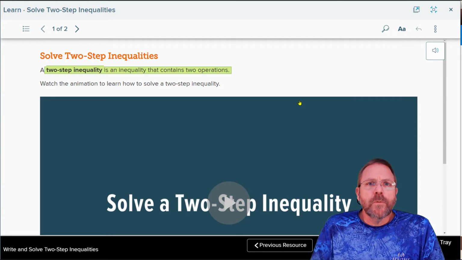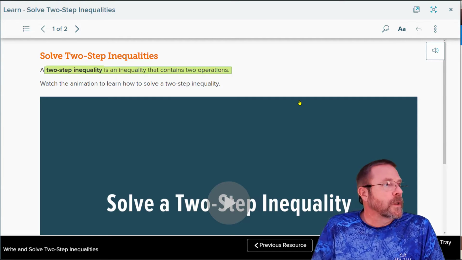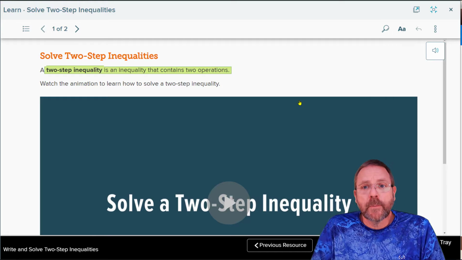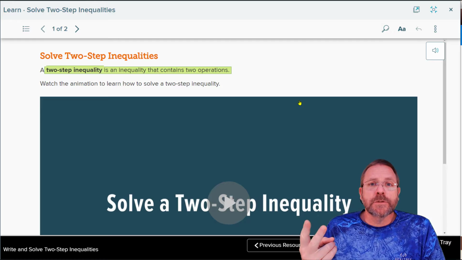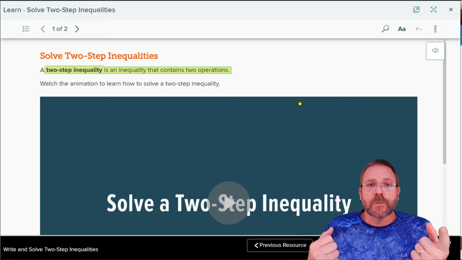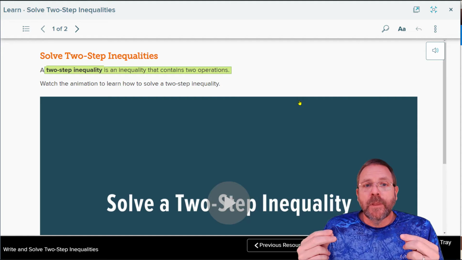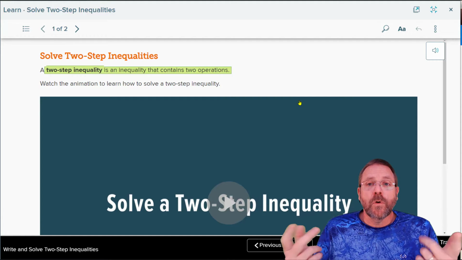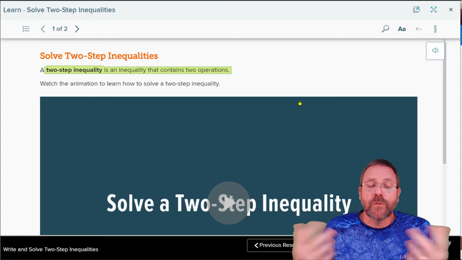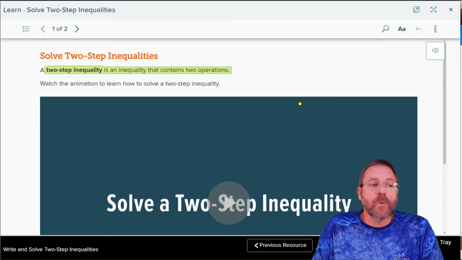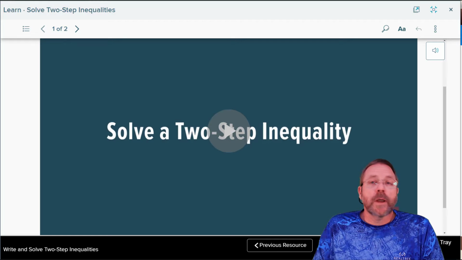A two-step inequality is defined as an inequality that contains two different operations. Now, just like the equations, it could be addition and multiplication, subtraction and division, subtraction and multiplication, or addition and division. What it cannot be is multiplication and division or addition and subtraction. Those are still considered to be one-step inequalities. Let's watch the video on how to work these.